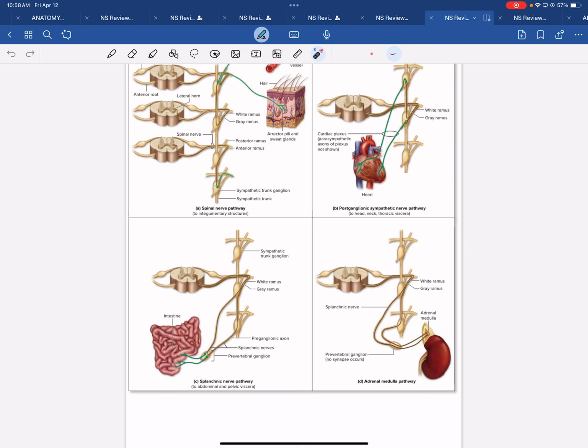Is this all from one of the tracks in the spinal cord, or is this unrelated to the spinal tracts? This is unrelated to the spinal tracts, because we don't learn about the descending tracts coming from the hypothalamus to innervate these lower motor neurons. We don't learn about those.